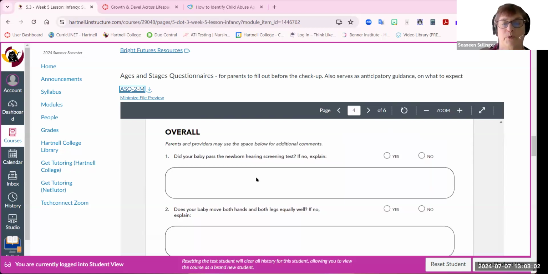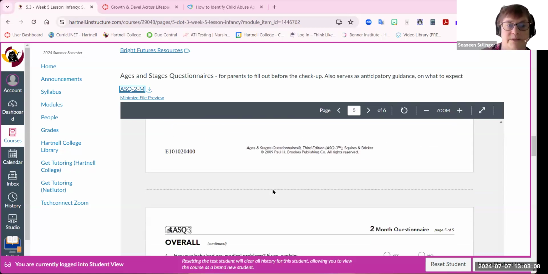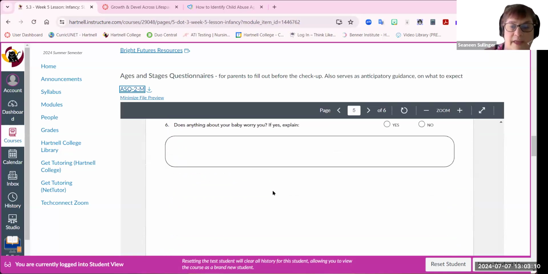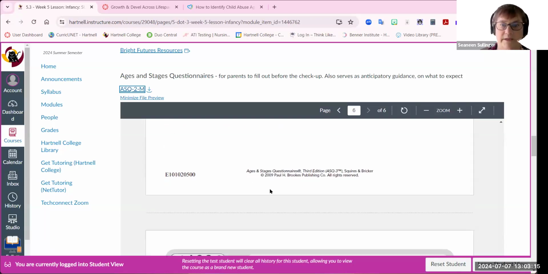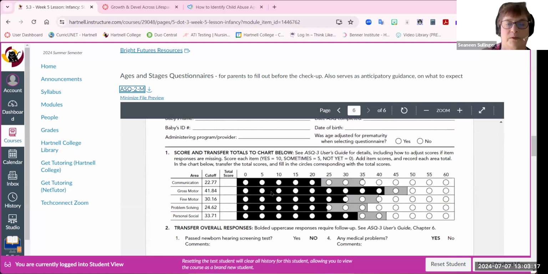Did your baby pass the newborn hearing screen? That's in the PowerPoint, I think. Did they move both hands and legs equally well? Right. And so they're just asking you all these questions. And then you and the provider, or the provider and the parent, can sit down and talk about the results.